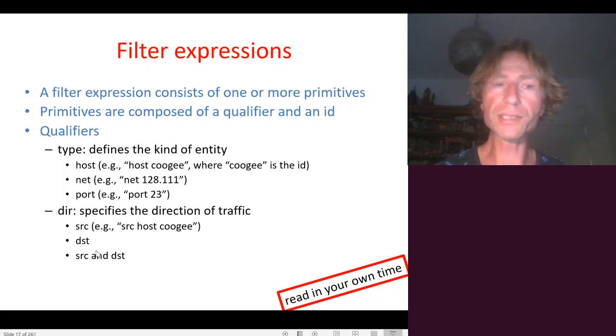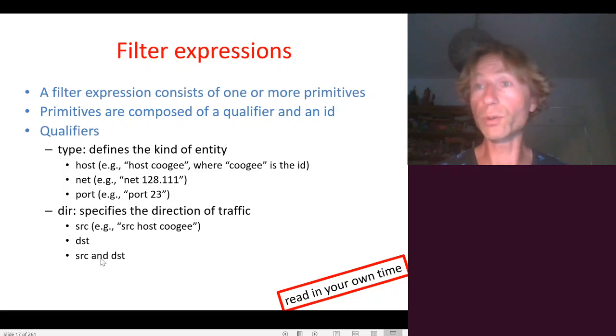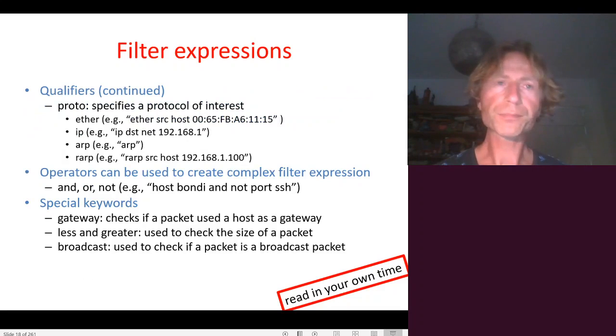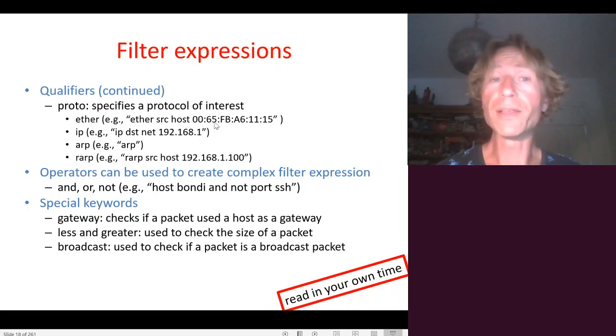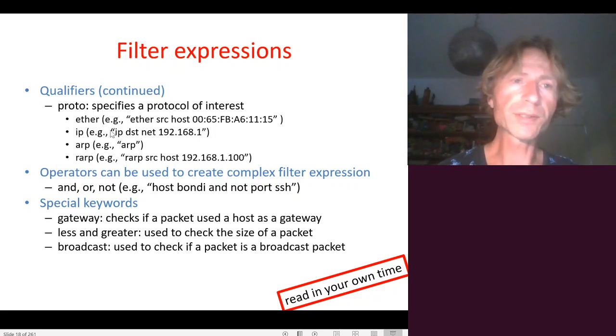We can use source, destination, or source and destination. And tcpdump actually provides these logical operators, as we shall see. Finally, the last qualifier is protocol. For instance, you can say that we're interested in the protocol Ethernet, and the source host should be this MAC address. Very powerful expressions. Or we're interested in the IP protocol, and the destination should be this network, and so on.